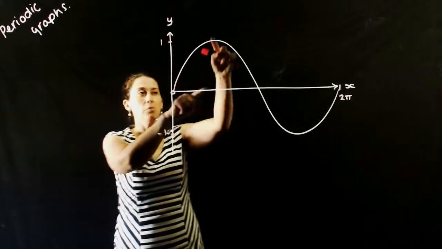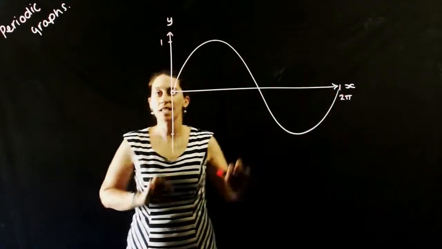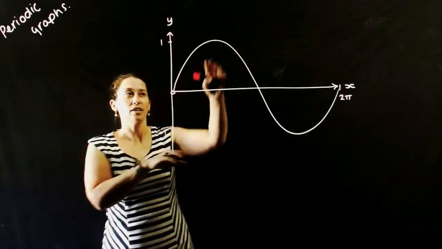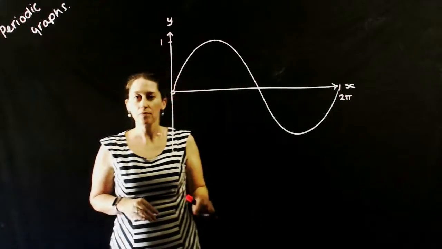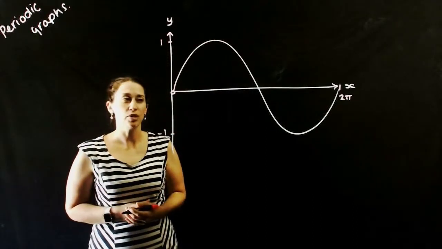This is called the amplitude. The equilibrium position is the mean, the central position between the maximum and the minimum. And of course the difference from the equilibrium to the maximum gives us the amplitude.